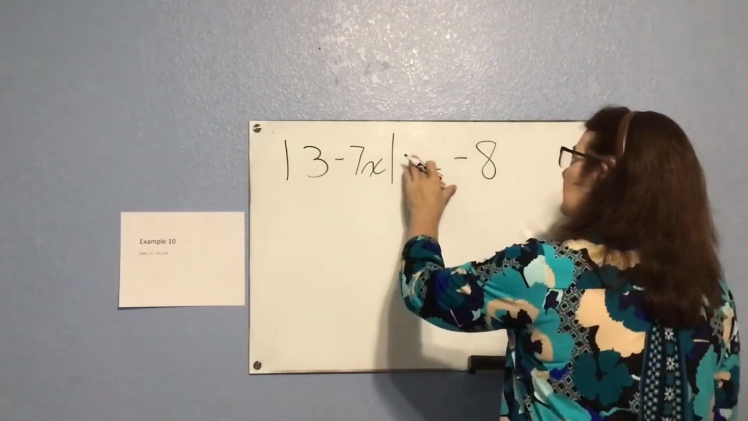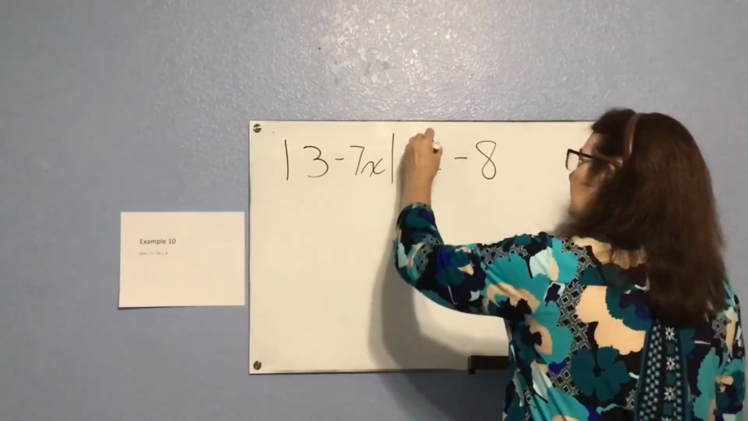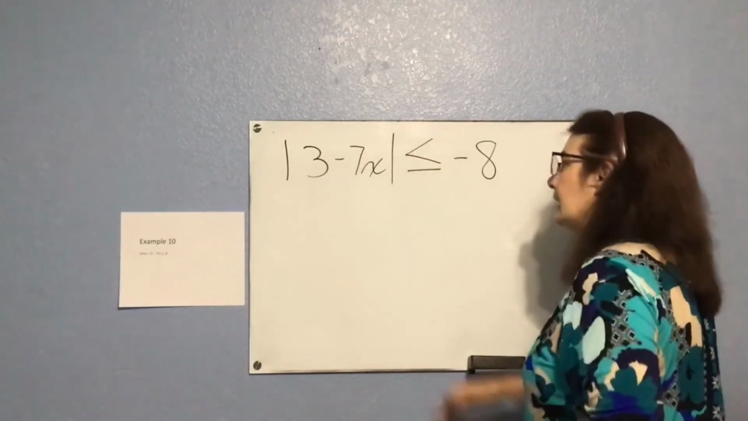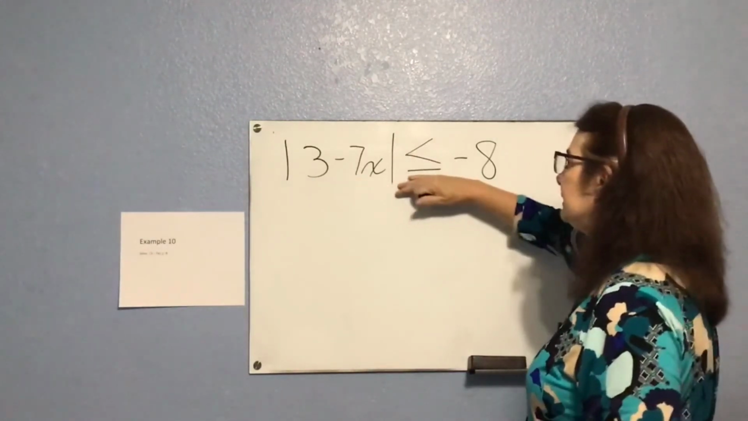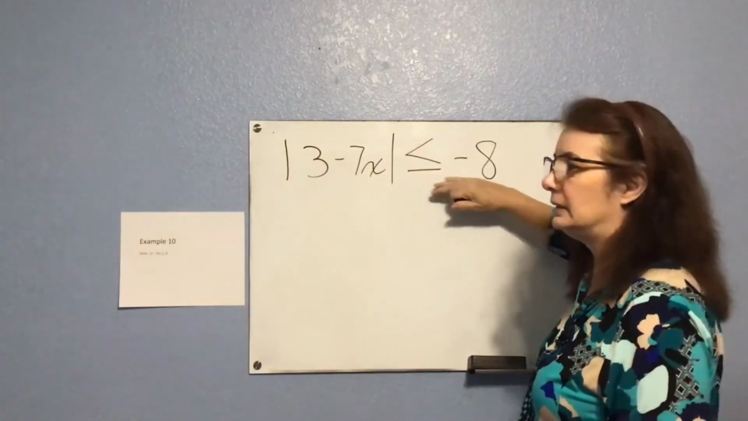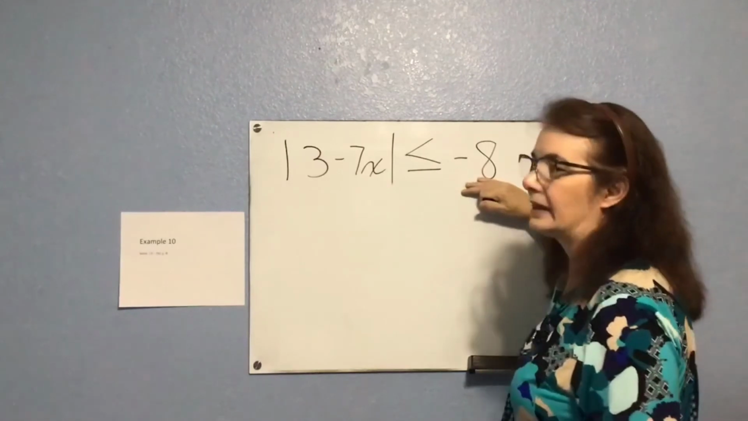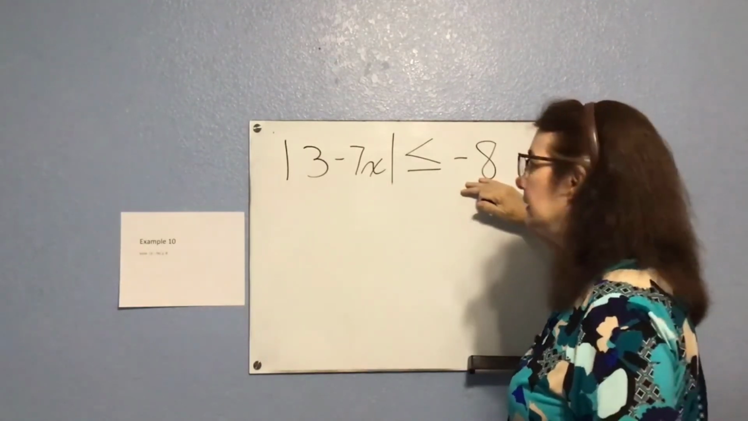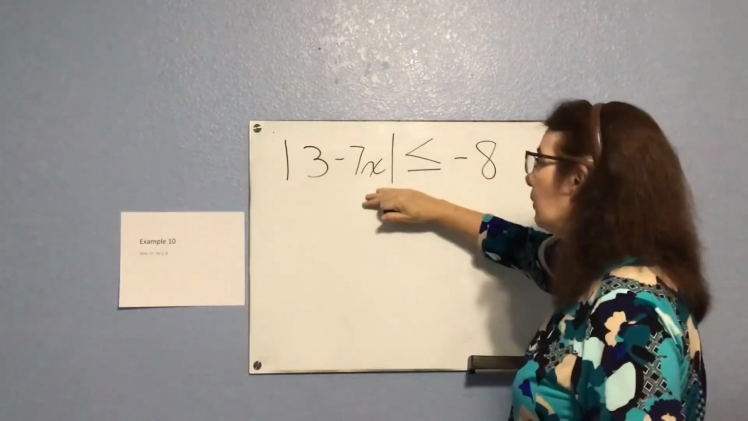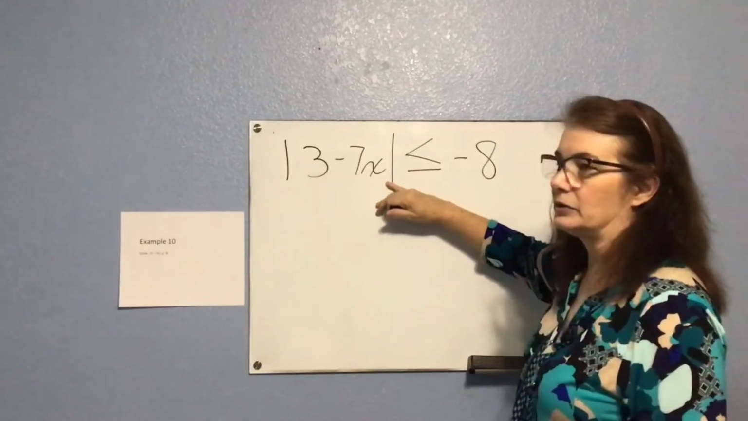Now if I were to change the symbol around and say absolute value is less than or equal to negative 8, well, absolute value can never be less than negative 8. That would make it negative. So this inequality has no solution.